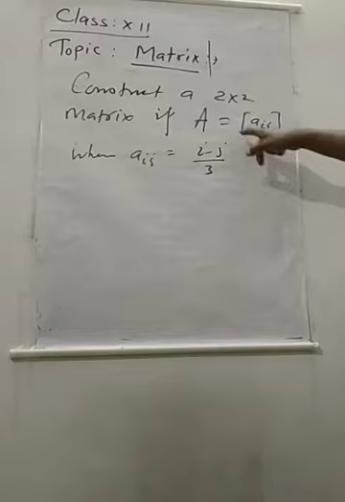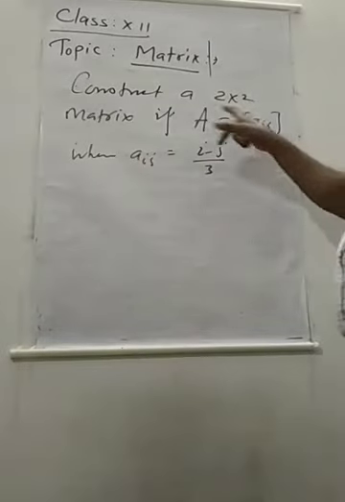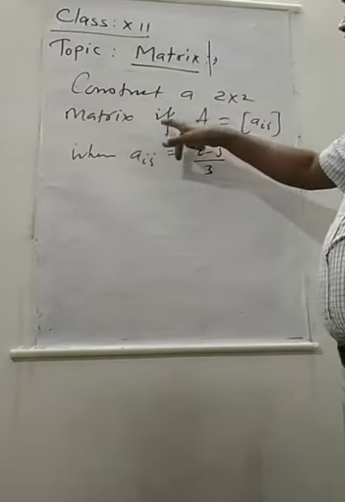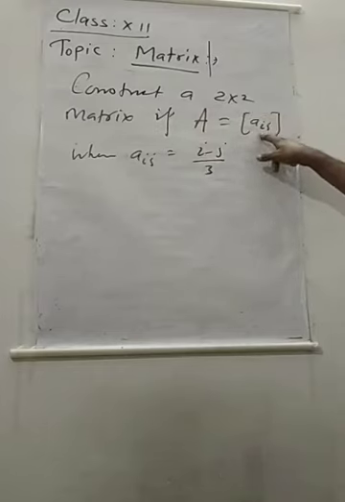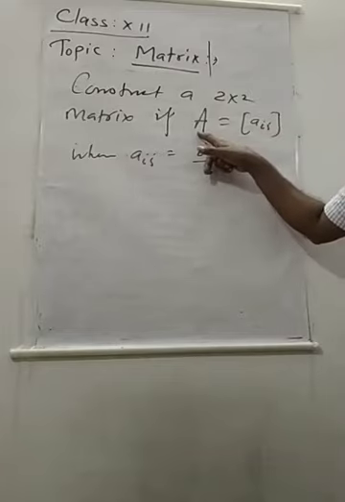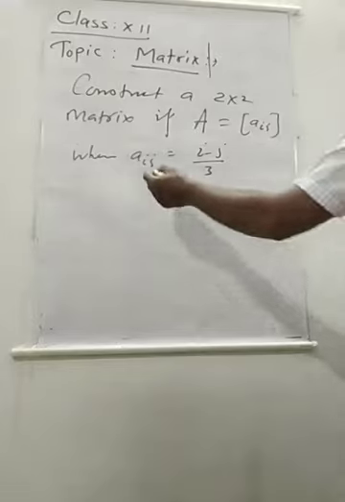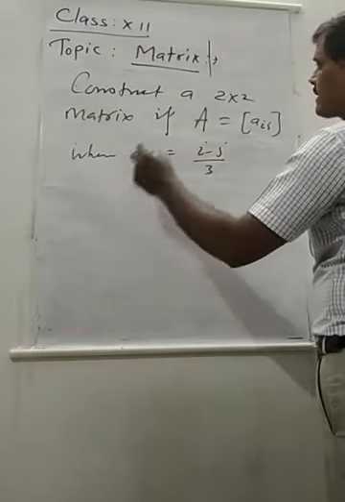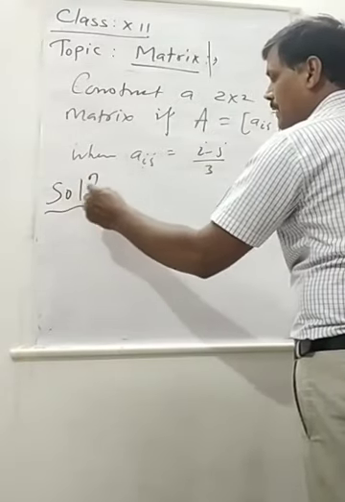See the question, students. This question will help you understand the meaning of construction of matrices. Construct a 2 by 2 matrix A whose elements are aij, where aij is the symbolic name of each element of matrix A, and the definition of the element is given as aij equals (i minus j) by 3. Children, I am doing the symbolic form of the solution, which will help you understand.